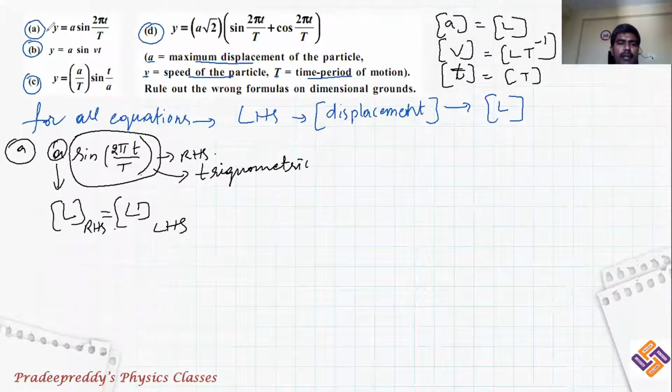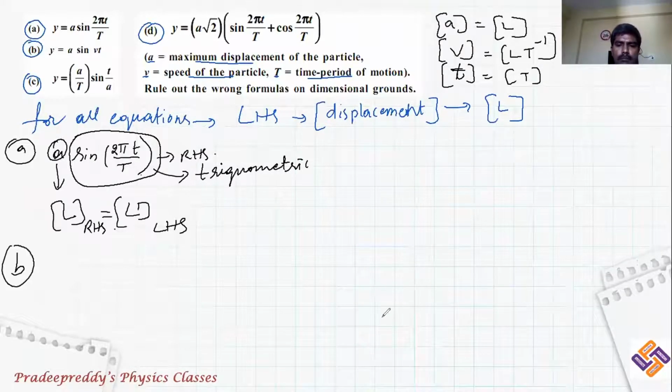So for the question, for option A, the left hand side is L, and the right hand side, if you calculate dimensions, you also get L. Therefore option A is correct. That is right. Now check it for B.